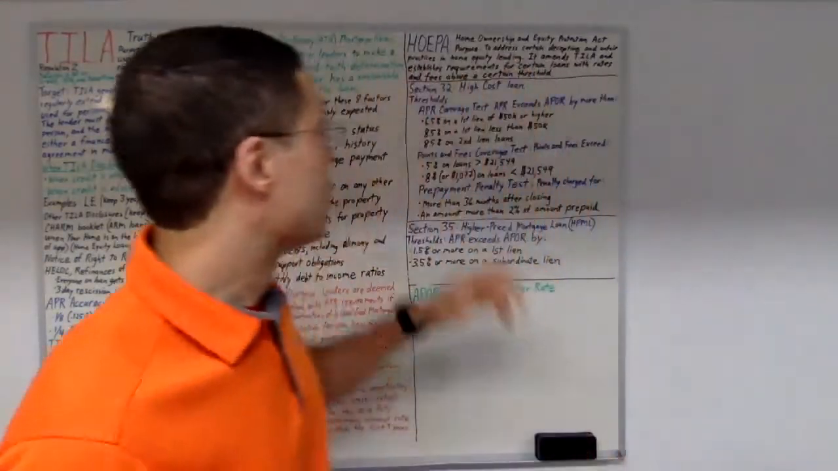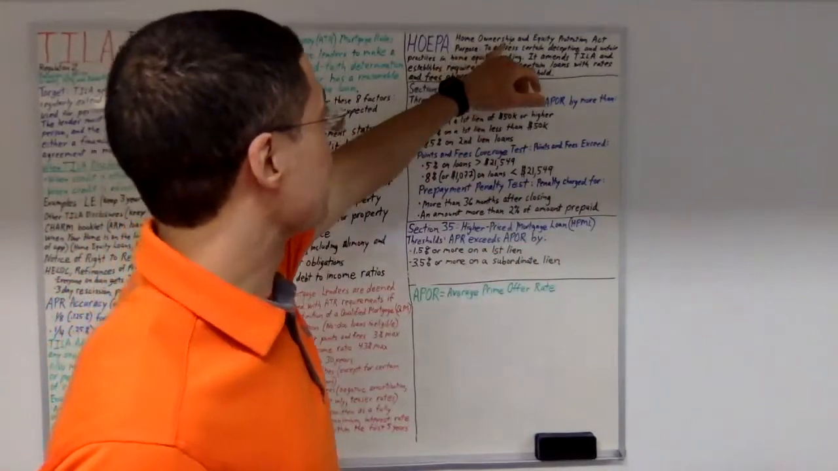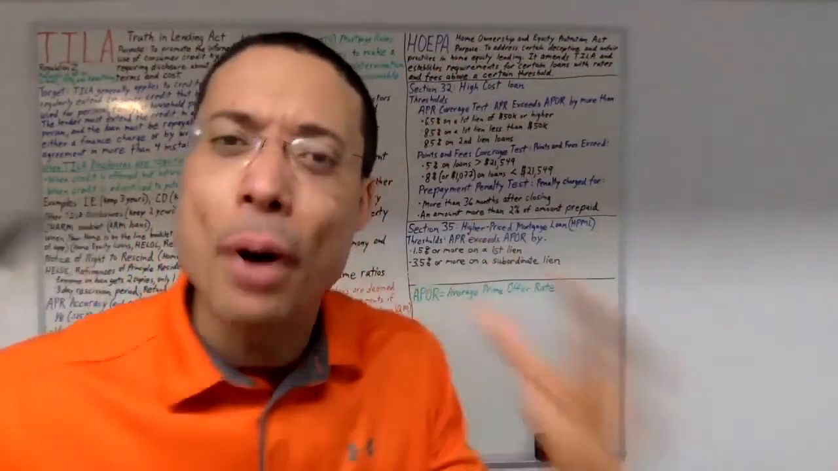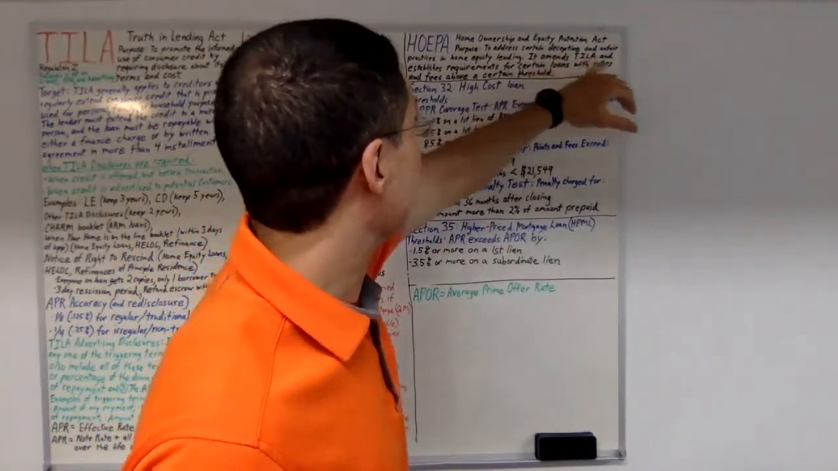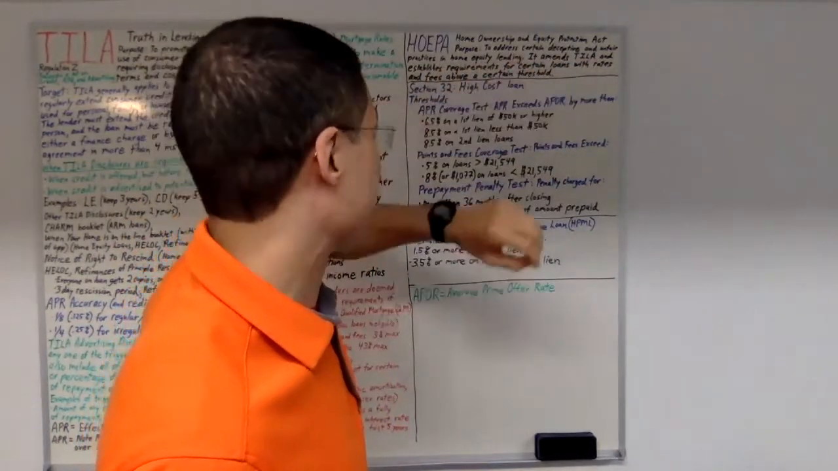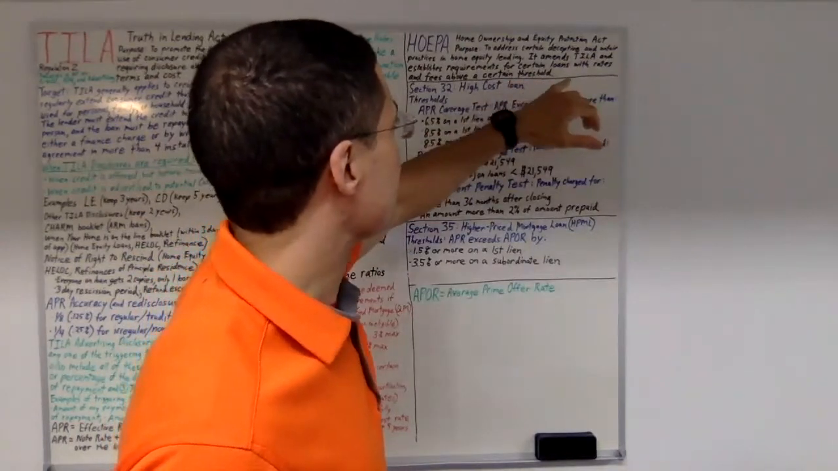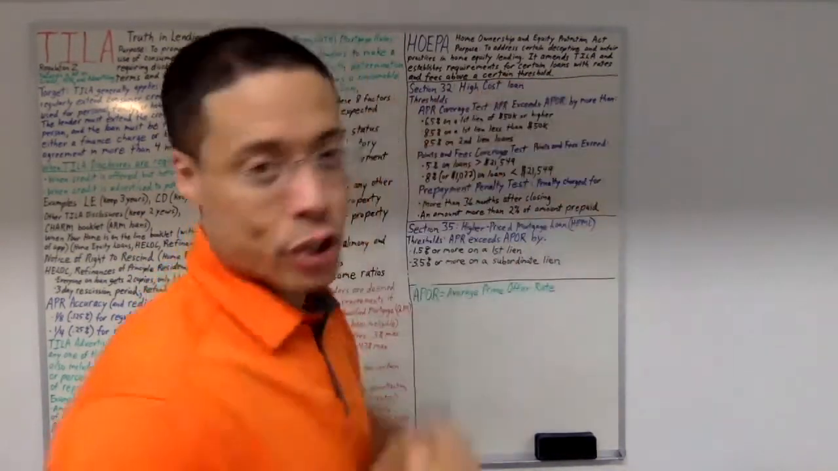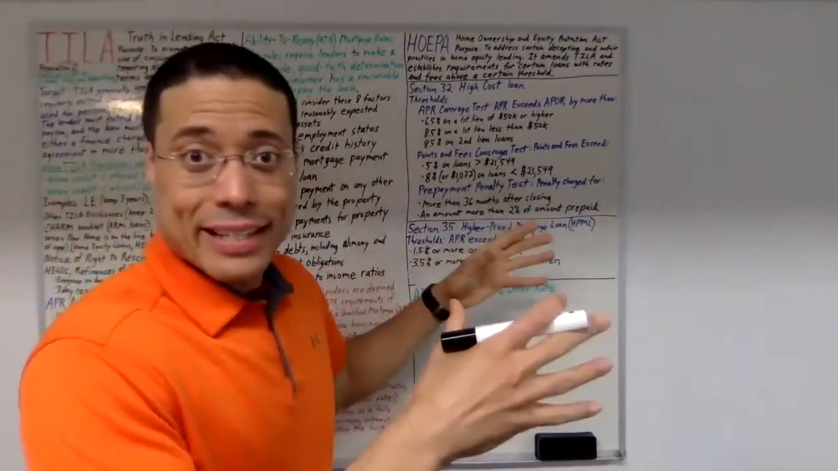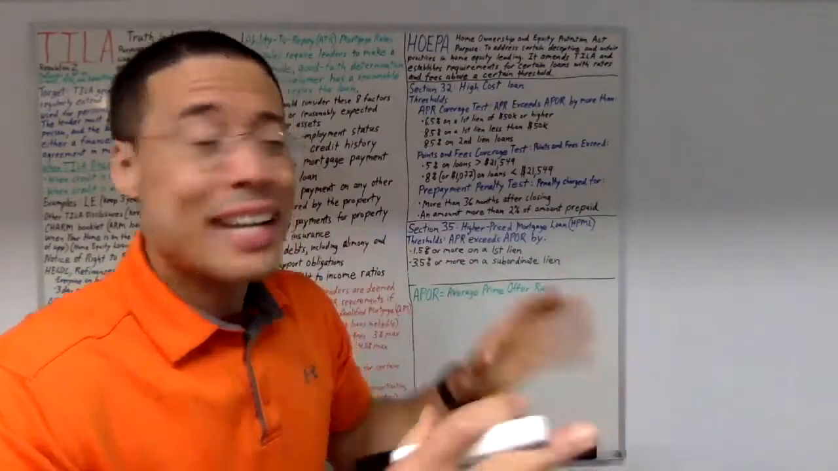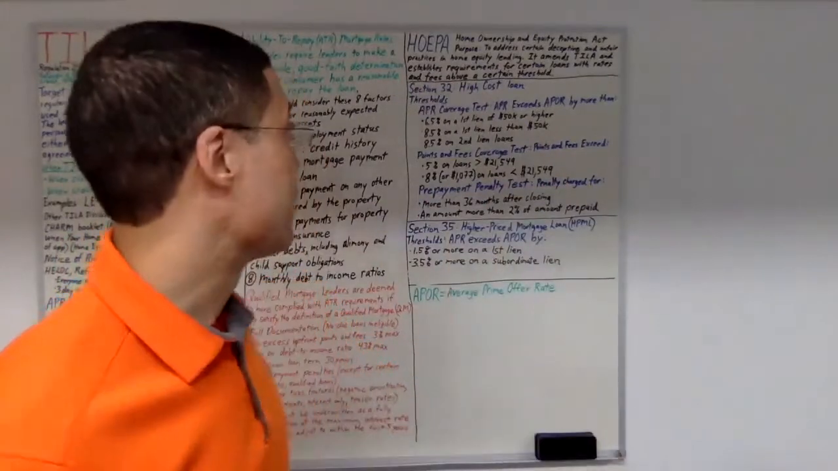Now let's talk about HOEPA. What is HOEPA? HOEPA is the Home Ownership and Equity Protection Act. And what is the purpose of HOEPA? The purpose of HOEPA is to address certain deceptive and unfair practices in home equity lending. It amends TILA and establishes requirements for certain loans with rates and fees above a certain threshold. So when certain loans have a rate and/or fees that are above a certain threshold, then this law kicks in and applies certain requirements that must be followed.